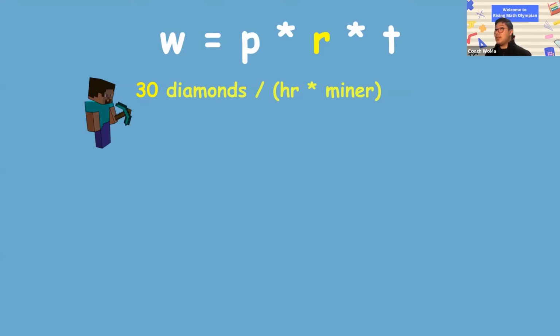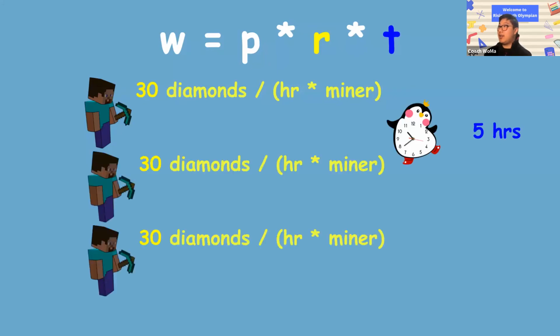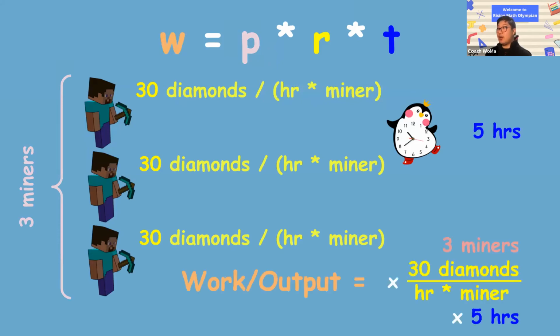So this is important because when we multiply by the number of people, in this case miners, and the amount of time, in this case hours, you'll get the output, the diamonds. So rate is again 30 diamonds per hour times miner. Time is as before, how many hours. And then the P just says how many people do we have working on this, right? So if we have 3 miners, then we have 3 people doing this at the same time. And what this formula is saying is that if you multiply all of these together, you will get the amount of work, or really the amount of output. I think a really good way of saying this is output.